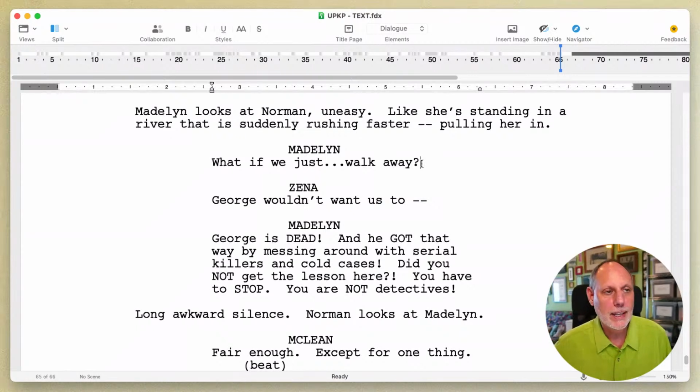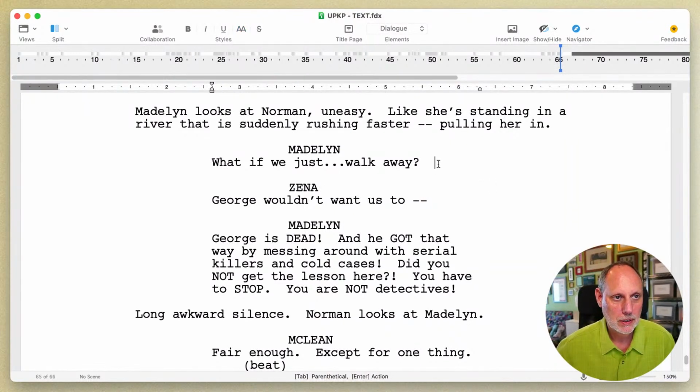Madeline's saying walk away, talking about the fact that they've gotten themselves into this situation with murderers and stuff, and that there is a legitimate argument for saying, I have to run away now. I need to hide. I have put myself into a battlefield that is far beyond my skill set. There are professionals on the case.